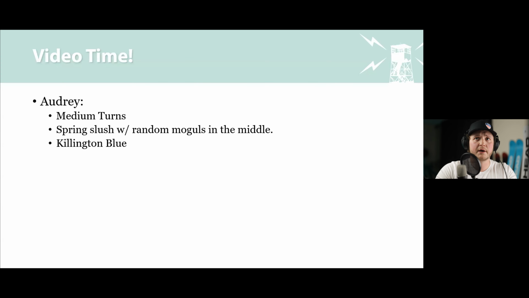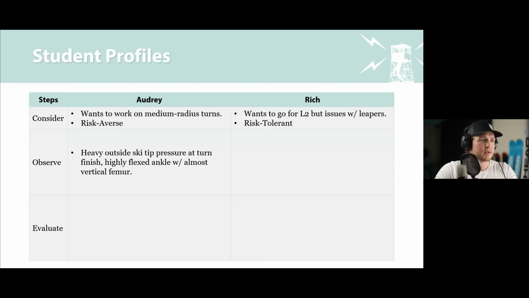Just to give you guys an example of what I'm going for here, I'll share one of my observations really quick. I noticed in Audrey that she has a very heavy tip pressure at turn finish because of a highly flexed ankle and a fairly extended knee and hip, to the point where her femur is also vertical or almost vertical, right? So, a quick, objective, non-judgmental observation description. I'm sure you can all imply whether that's good or bad, but I'll save my evaluation for the next step.